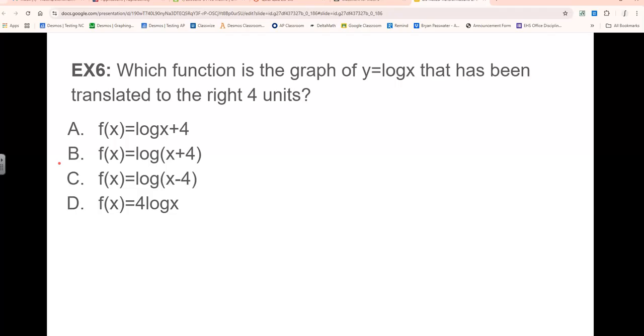All right, Jose, what did you get for number 6? Okay, C, excellent. Again, this one you can answer so quickly just by knowing your rules. So if you want to go right 4, then you need to put a -4 inside of the parentheses, which is what we see here. If you graph them, you're going to see that that's what happened as well. Okay, questions there?